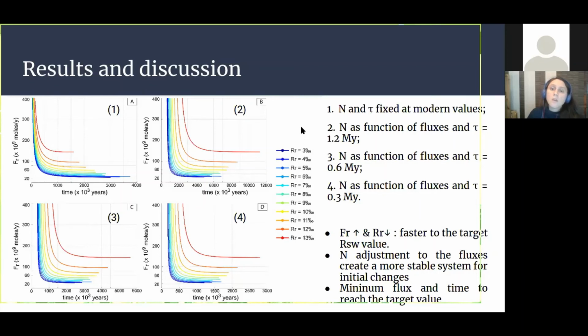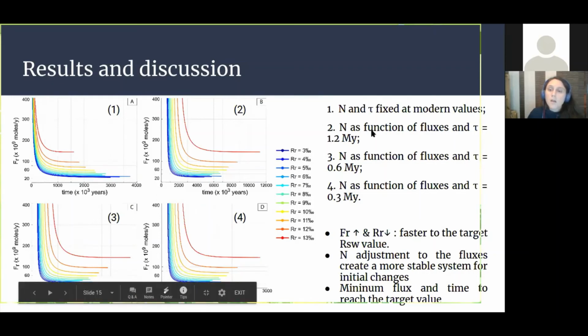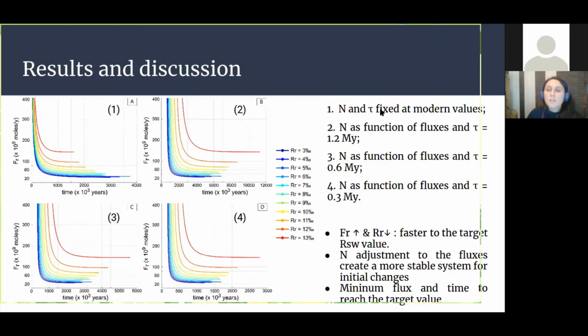Because we are dealing with a decrease in the ratio, when you have the riverine flux with lower ratios, you achieve the target value faster, combined with stronger riverine fluxes. And it is possible also to see that in the first one, it didn't adjust the reservoir according to the flux. And when you do that, we start to have a minimum time before things start to happen in the system. So we believe from these experiments that it's really important to adjust the reservoir according to the fluxes.